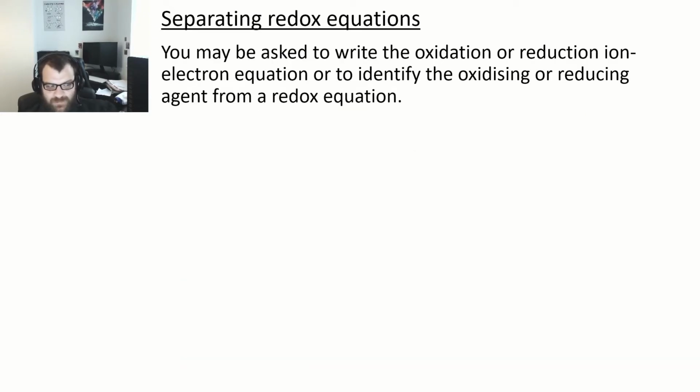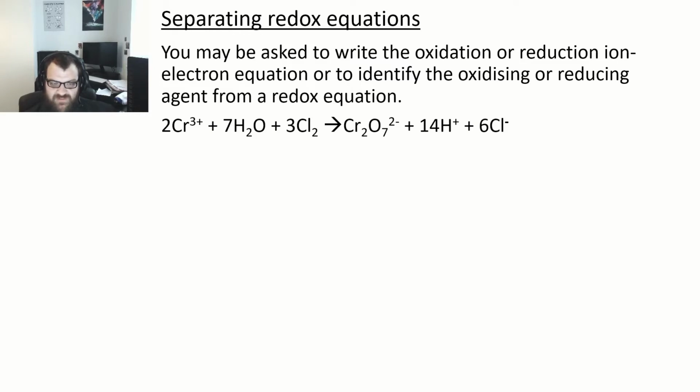You could be asked to work backwards from an already combined redox equation, and you might be asked to separate them into an oxidation and reduction, or asked about oxidizing and reducing agents. In this example, I'll do all of those things, and I'll show you a couple of examples of what they specifically want in exam questions. Here is my example where I have chromium ions, some water, some chlorine, we've got dichromate, hydrogen ions, and chloride ions.